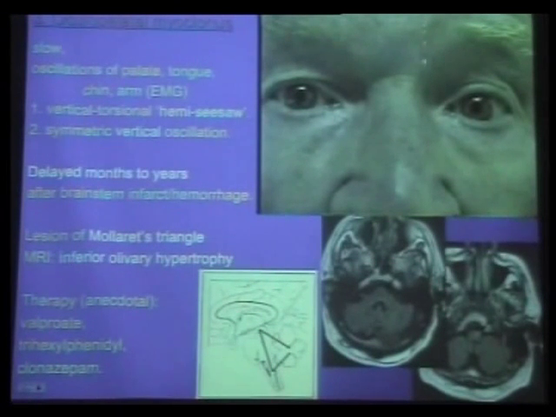So you see in this man here that I showed you, he had this pontine stroke some months before, and after a while, what happened was he developed this delayed inferior olivary hypertrophy here, which you can see is this kind of higher intensity signal with a larger olive on that side. That's the key sign you're looking for to accompany this, the inferior olivary hypertrophy. We don't really know for sure what might improve this. There are anecdotes that valproate or trihexyphenidyl or clonazepam might help.